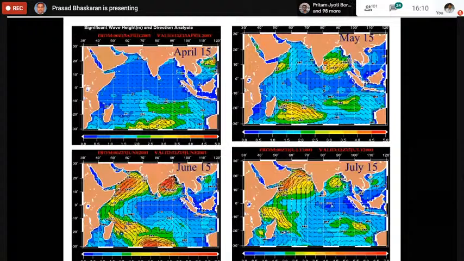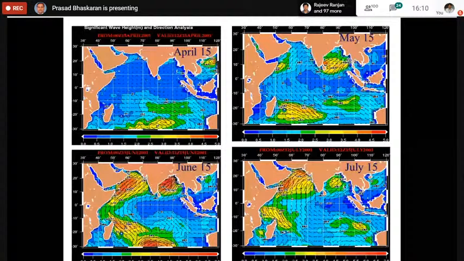But when you come in the month of July, which is a strong southwest monsoon period, you can see that in the regions of Somalia, the wave heights can go up to 5 meters. So this figure basically gives you an idea of the output of the wave model. This is the wave height and wave direction.